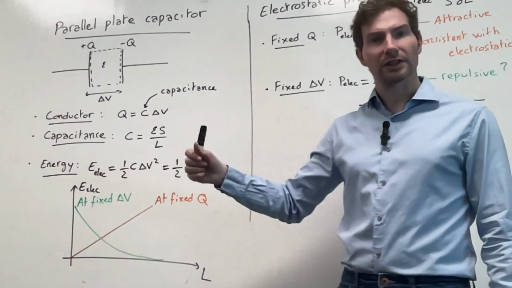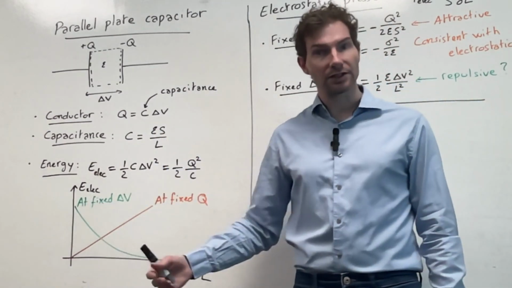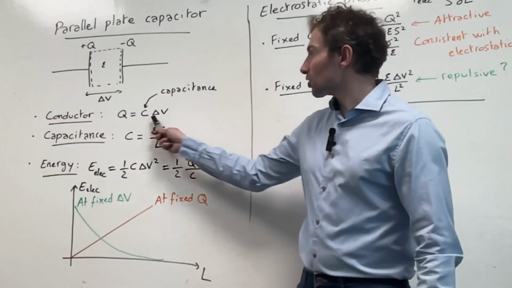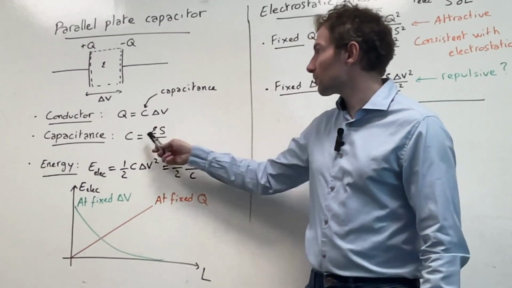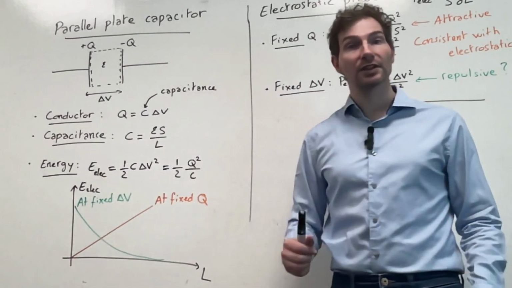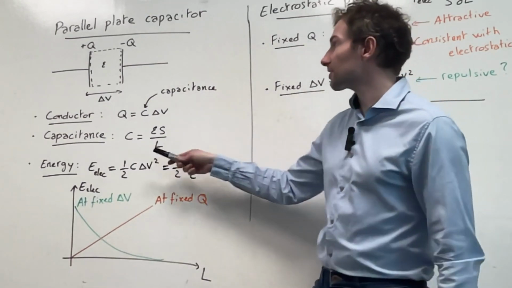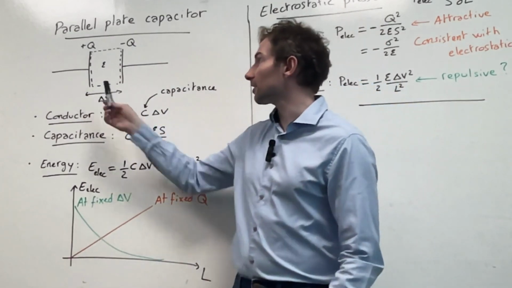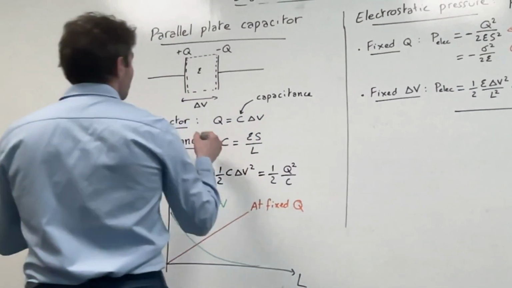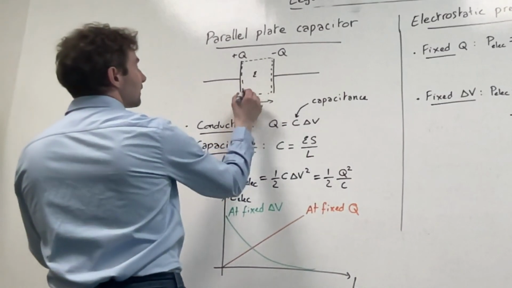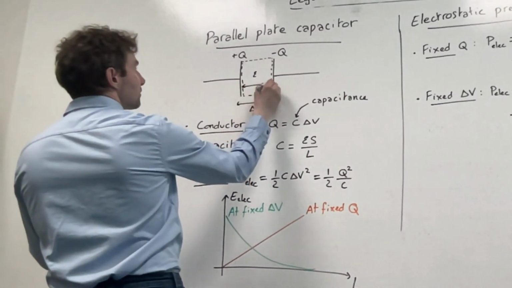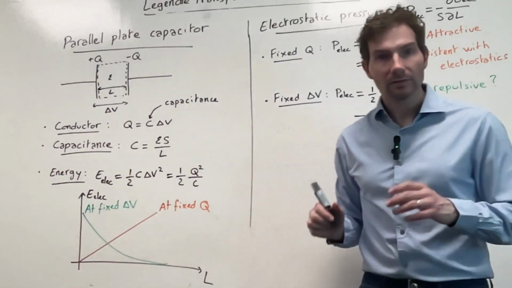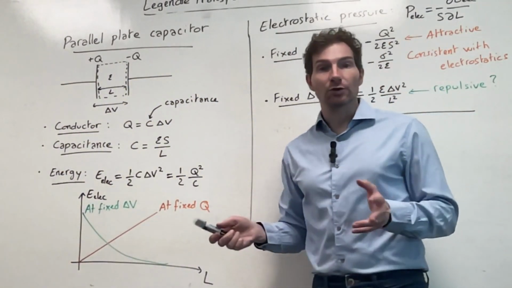We also don't care about the frequency, so we are looking at a static case as well. So the capacitance is epsilon S over L, where epsilon is the dielectric permittivity of this medium, S is the cross-section of the plates, and L, I didn't mention, is the distance between the two plates. So that's what we have.